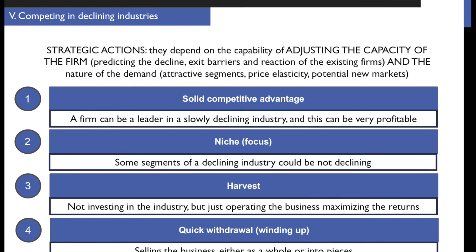Well, these are the strategies which are available in this declining industry, okay? So now we will move to another model.